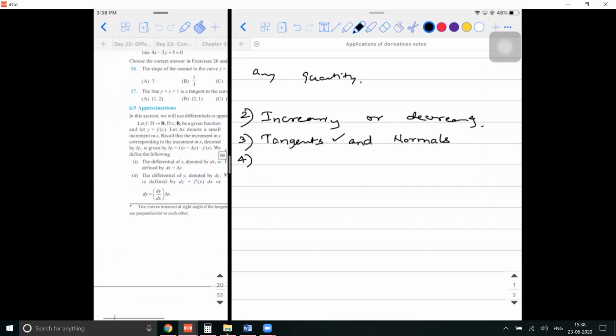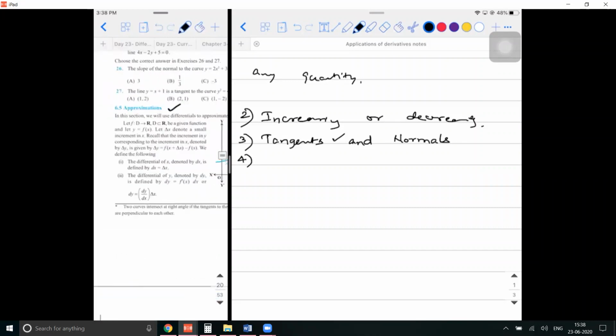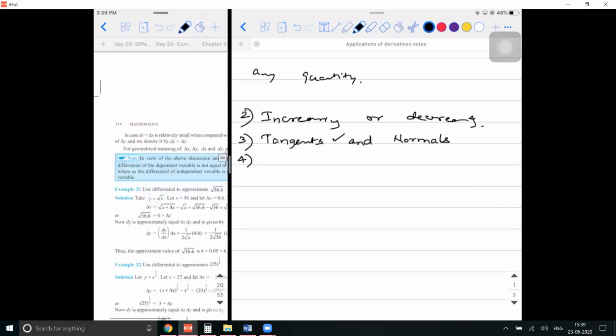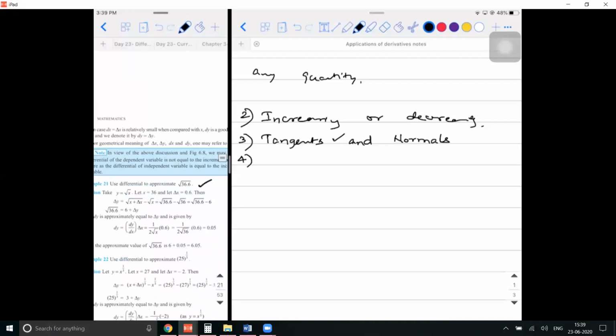The fourth technique is called approximations. Means if you have certain values where you have to follow a traditional method, for example, if I ask you the square root of 36.6, what will you do? You will follow the traditional method of finding that it is 6 point something. The same 6 point something can be found using the concept of differentiation also. And it is very simple. This concept I'll discuss at the end, because I want to discuss the next important one. So one of the techniques is approximations using the derivatives.